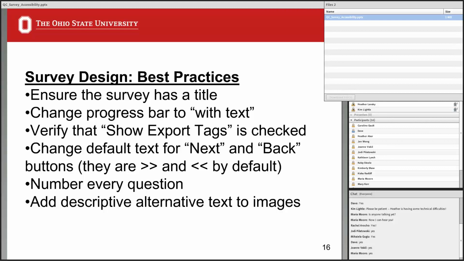Make sure the survey has a title. If you're using a progress bar, make sure you use the with text option. Verify that show export tags is checked, which is kind of an odd one. I walk through each one of these in future slides. That export tags doesn't mean what you think it means, which is odd. Change your default text for next and back to be text values. By default, there are those little arrowy things. Number every question and add descriptive alternative text to images.